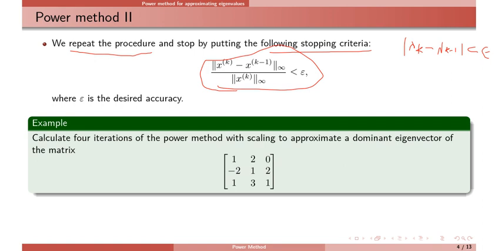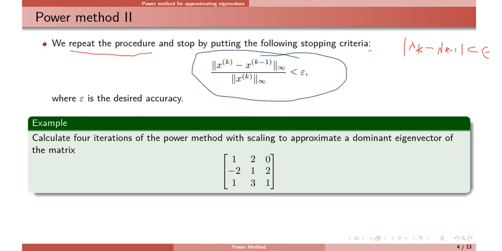Since the eigenvector is a vector, you cannot compute relative errors directly, so you need to take a norm. Take two consecutive iterations, xk minus xk minus 1, then pick the largest component by taking the norm and divide by the largest component of the new iteration. So you can put this stopping criteria in terms of the eigenvector, where xk is the new and xk minus 1 is the old approximation, and epsilon is the given accuracy.